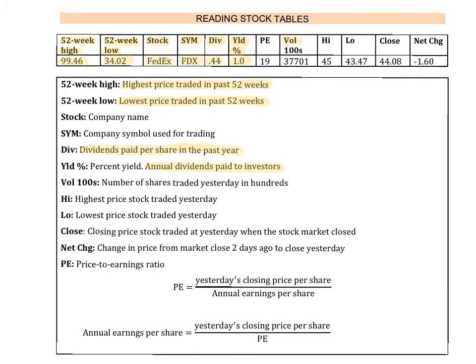So when you see VOL hundreds, that means the volume, or the number of shares traded yesterday in hundreds. So FedEx had 37701. If I wanted to figure out how many exact shares were traded, I would multiply it by 100 to get 3,770,100. So over 3,770,000 shares were traded yesterday.